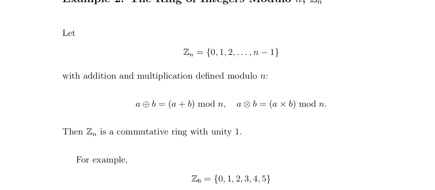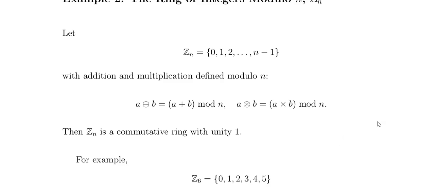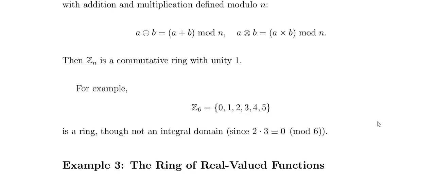மாடுலோ n னா என்ன அர்த்தம்னா, that is Zn ன்றது 0, 1, 2 up to n minus 1 எழுதலாம். தட் இஸ் ரெண்டை ஆட் பண்ணிங்கன்னா அது மாடுலோ n ல இருக்கிற ரிமைண்டர் நம்ம போடணும். அந்த ரிமைண்டர் தான் 0, 1 to n minus 1. ஓகே, மாடுலோ 6 இருந்தால் 0, 1 to 5 தான் வரும். மாடுலோ 7 இருந்தால் that is 0, 1 to 6 னு வரும். Okay, so this is the Zn. Okay, Zn is a commutative ring with unity, unity element 1 இருக்கு. So that is the commutative ring with unity.